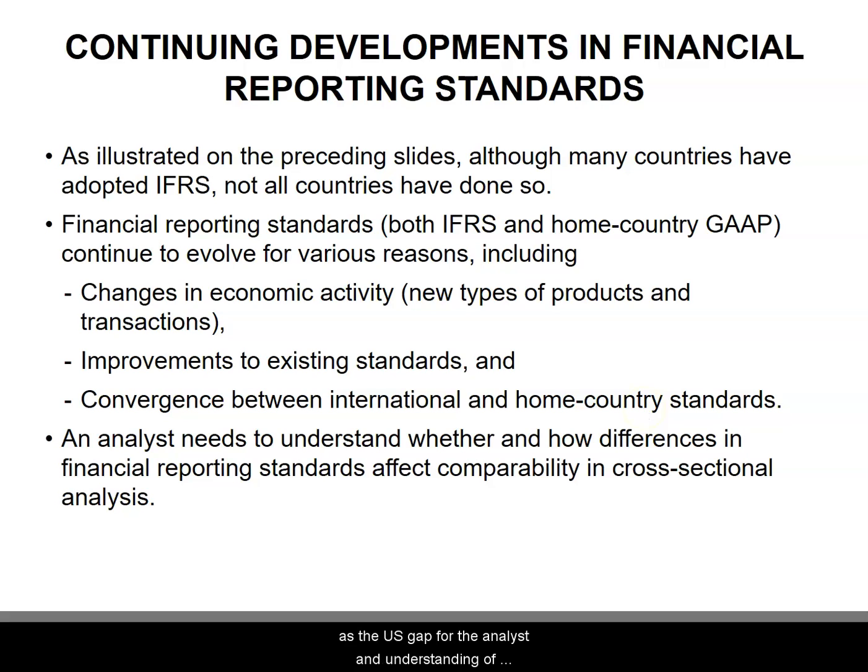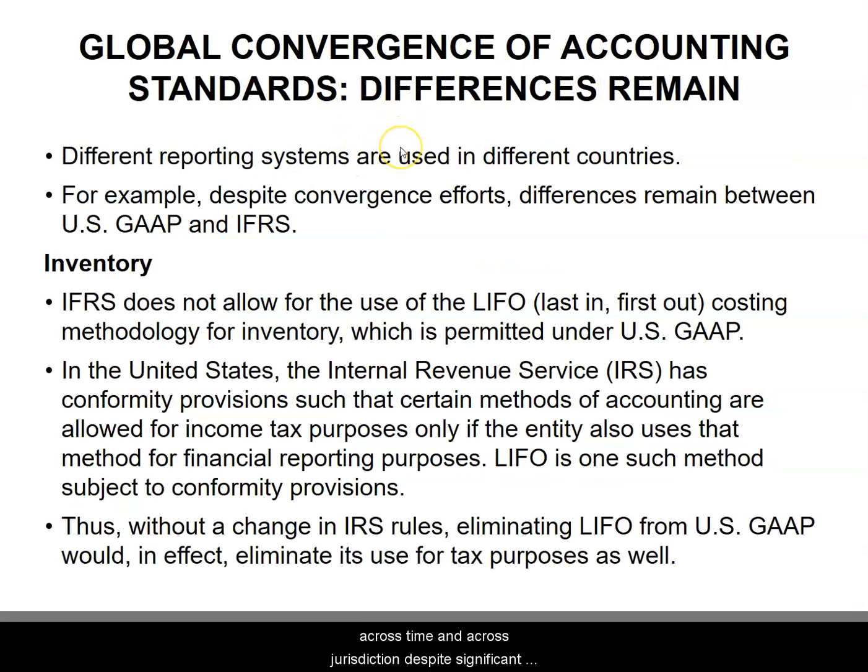Therefore, the analyst needs an understanding of whether and how differences in the financial reporting standards affect comparability in cross-sectional analysis across time and across jurisdictions. Despite significant efforts to converge accounting standards across different jurisdictions, differences remain. The most prominent of these is between the International Financial Reporting Standards and the US GAAP. This is despite the efforts made by the International Accounting Standards Board and the Financial Accounting Standards Board toward the goal of a single set of high-quality, globally accepted accounting standards.